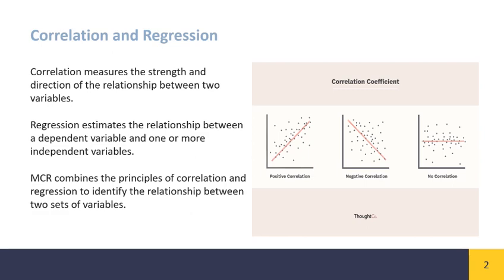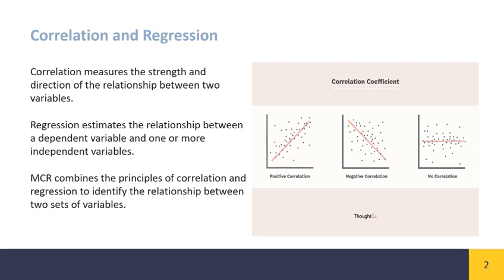The properties of Karl Pearson's correlation coefficient are: the correlation coefficient is always between minus 1 and plus 1. If r equals 1, the correlation is said to be perfect and positive. If r equals minus 1, the correlation is said to be perfect and negative. If r is greater than 0, the correlation is positive. If r is less than 0, the correlation is negative. If r equals 0, the correlation is 0. These are some properties of Karl Pearson's correlation coefficient.